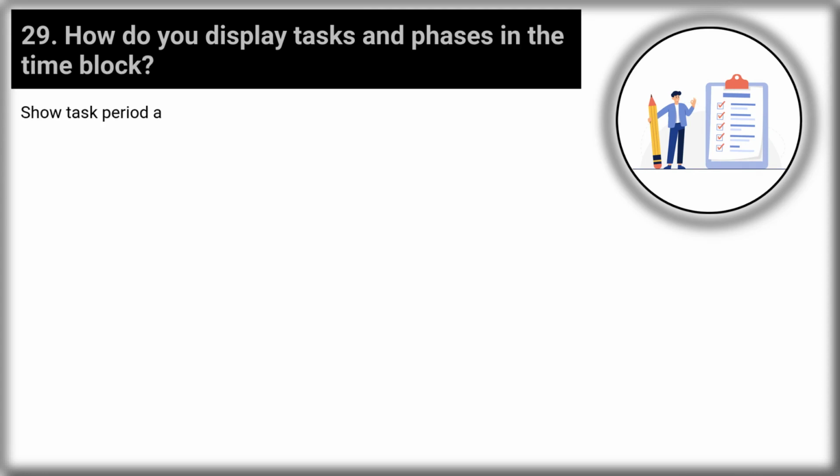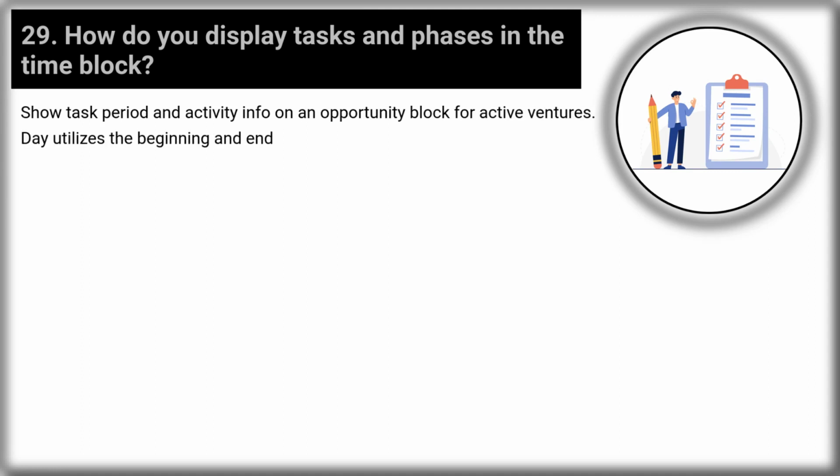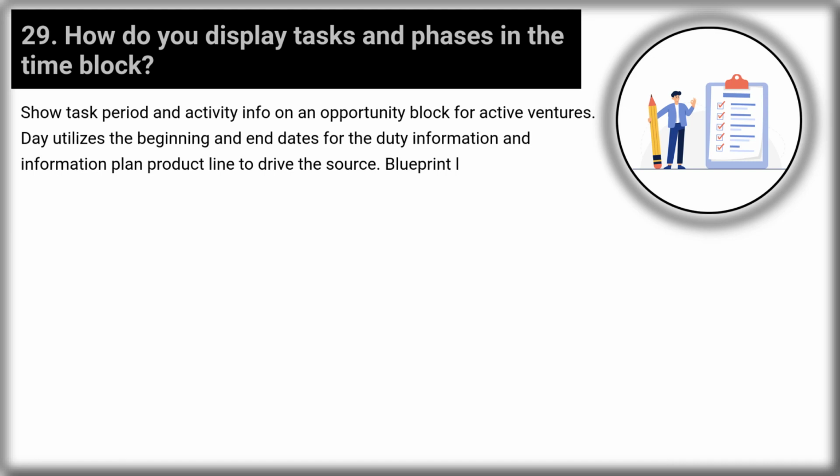29. How do you display tasks and phases in the time block? Show task, phase, and activity info on a time block for active projects. Workday uses the start and end dates for the task information and the plan line to drive the source. Plan line is available for time entry.